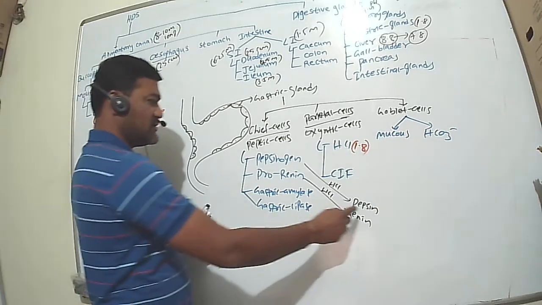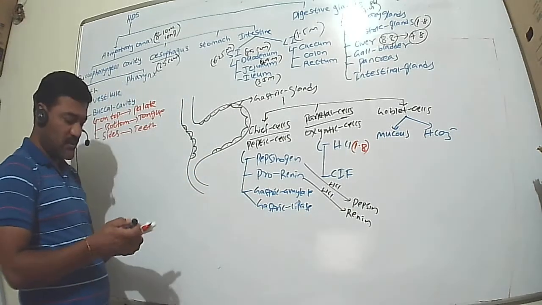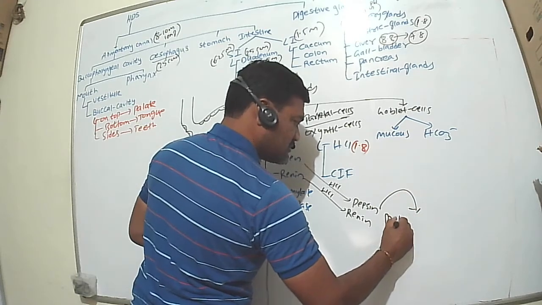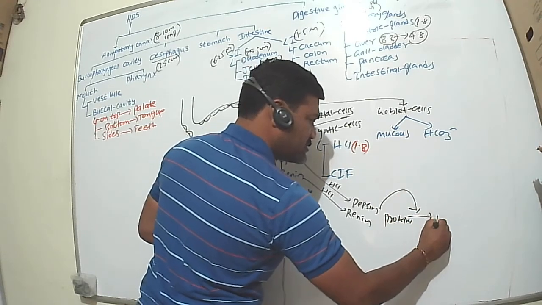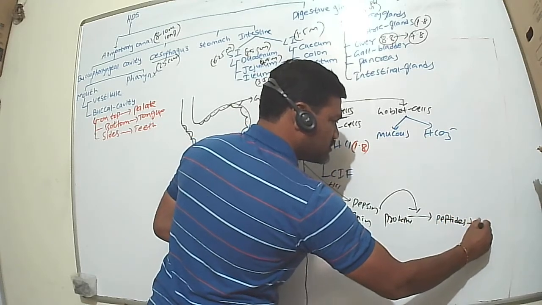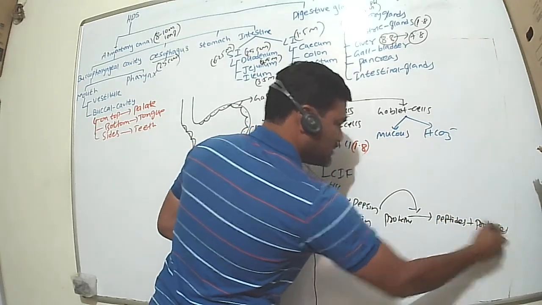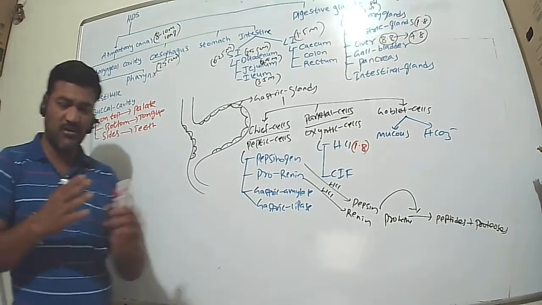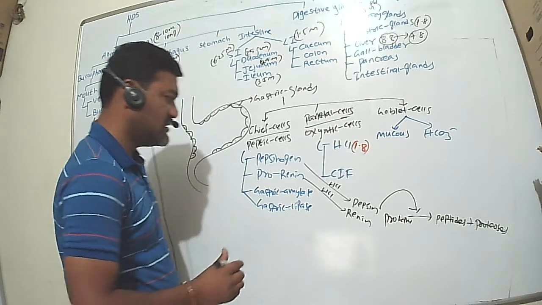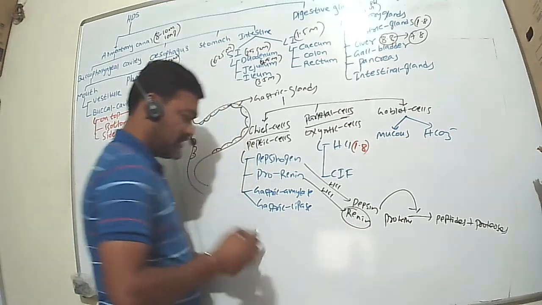What is the function of pepsin? Pepsin will break proteins into peptides and proteoses, meaning smaller segments of proteins. Long proteins are broken down to small chains, which are called peptides or proteoses. And what is the function of renin?